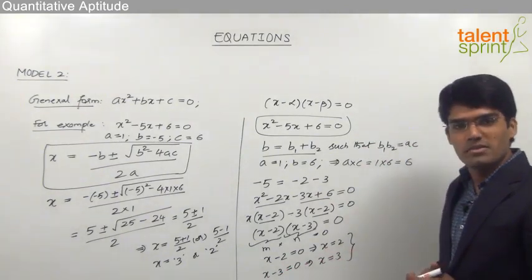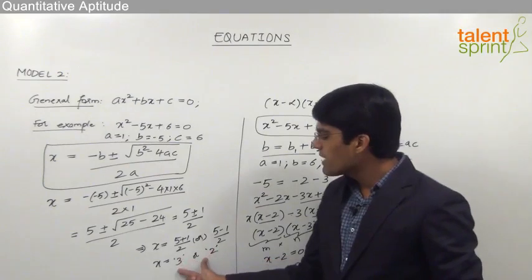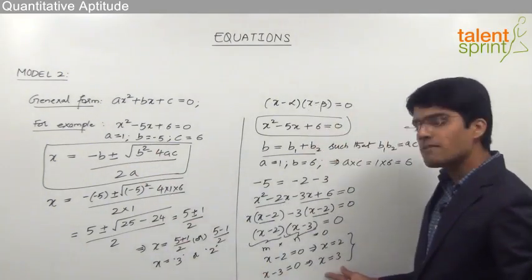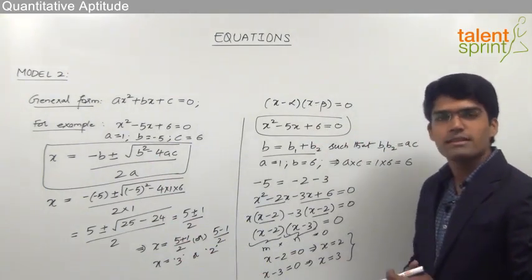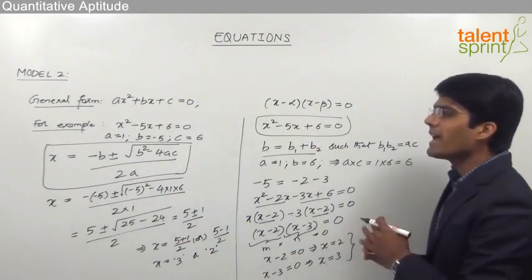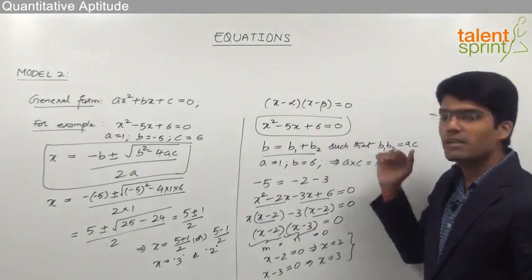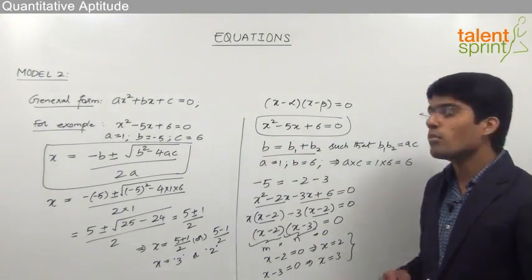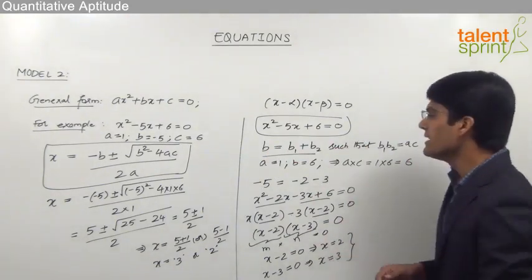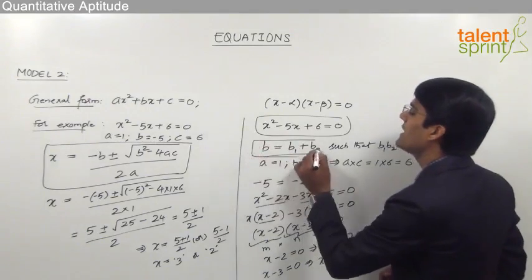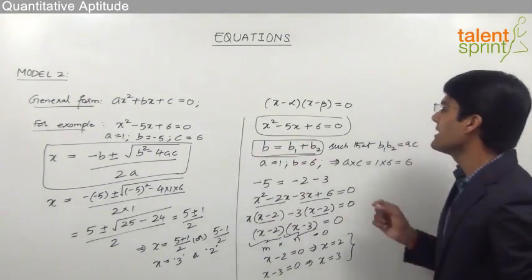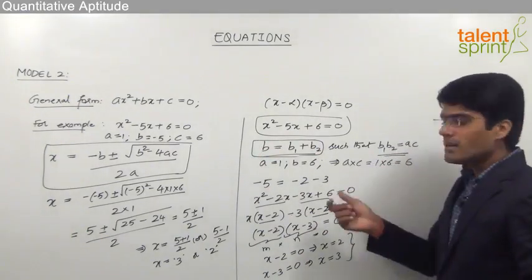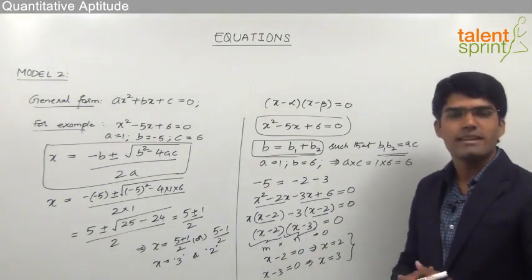So if you try to observe, the same values were obtained by the standard formula, that was x equals to 3 or 2, and even by factorization we have got the same answer, that is 2 or 3. So this is how we can either use the standard formula or the method of factorization to obtain the two roots of the given equation. Remember friends, the most important part in factorization is this step, that is b should be taken as b1 plus b2 such that b1 into b2 is equal to a into c. Once this is obtained, solving the remaining part of the question would be very easy.